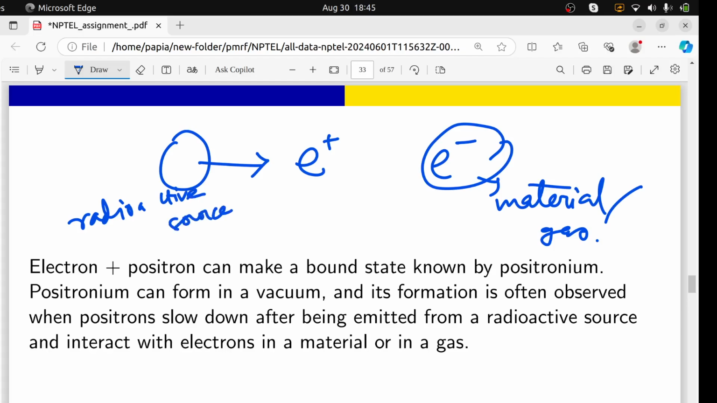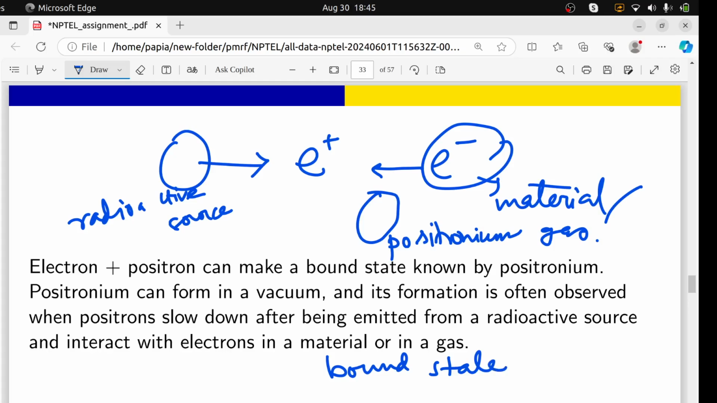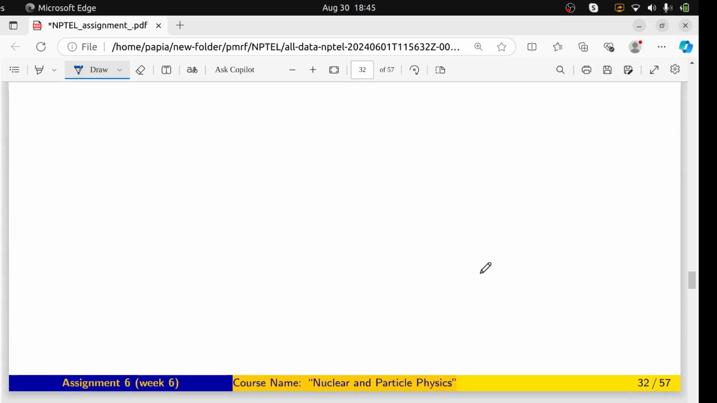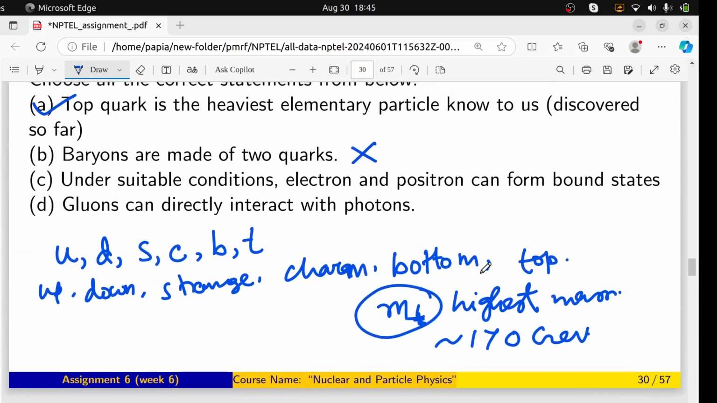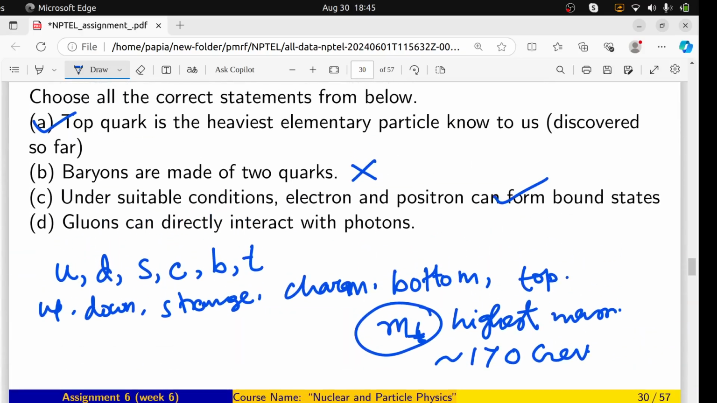So one e plus is coming out, this e plus will interact with e minus, and this will make one positronium bound state. Okay, so this is the positronium bound state. So whatever the option was there, this is correct.